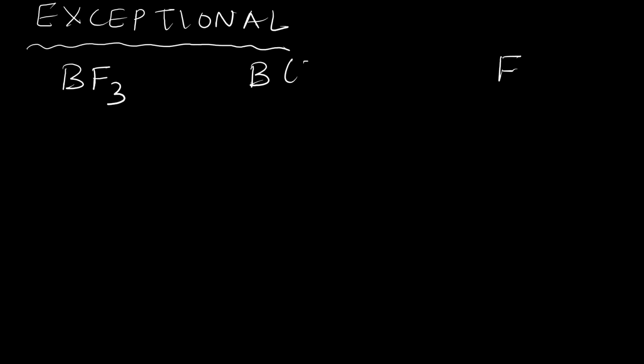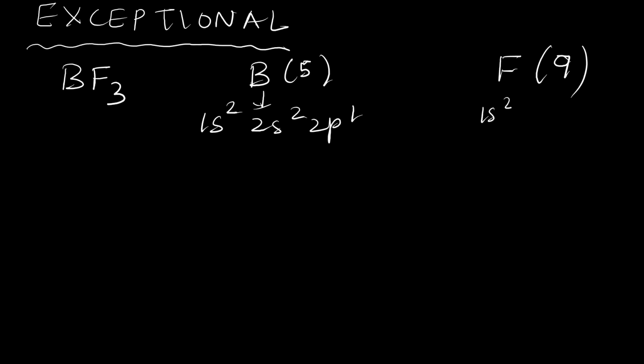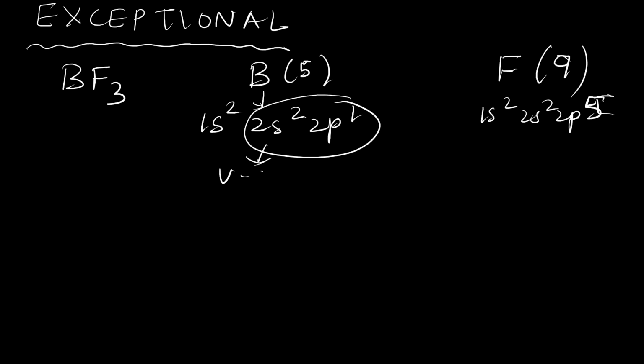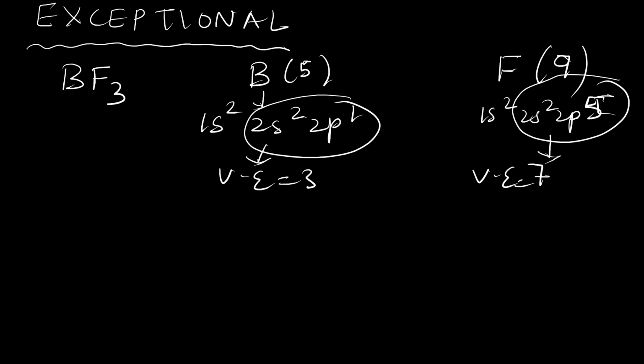The atomic number of boron is 5 and fluorine is 9. If we write the electronic configuration, boron is 1s2, 2s2, 2p1. And for fluorine, 1s2, 2s2, 2p5. In boron, there are 3 valence electrons which participate in bond formation, whereas for fluorine there are 7 valence electrons.